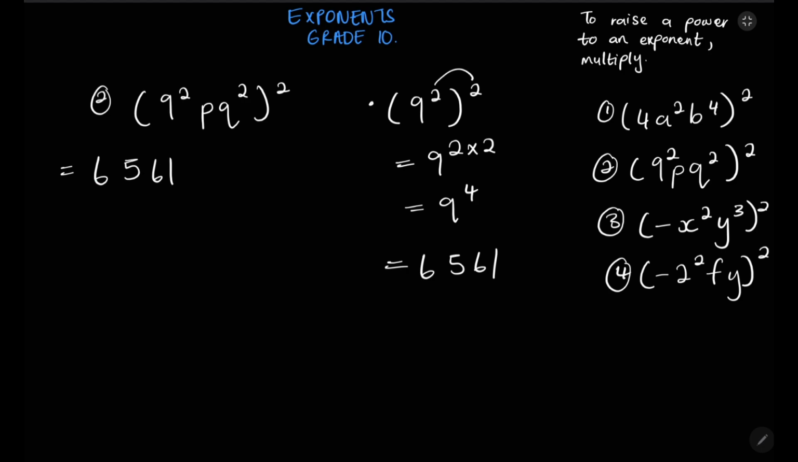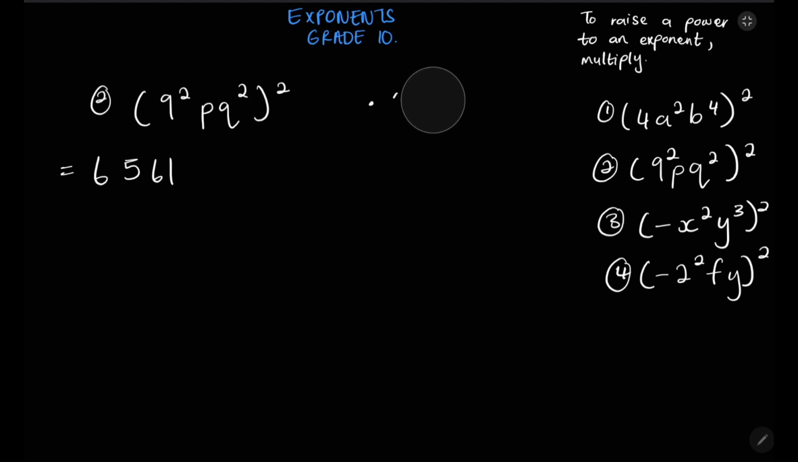Now let's move to our variables. Okay, we have p, outside our bracket we have 2. So you write down our base, which is p. What are the exponents? 1 and 2. So this is 1 times 2, which is p to the power 2. So here we have a p squared.